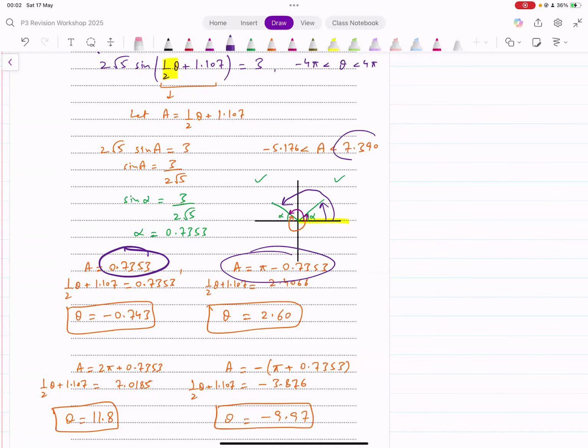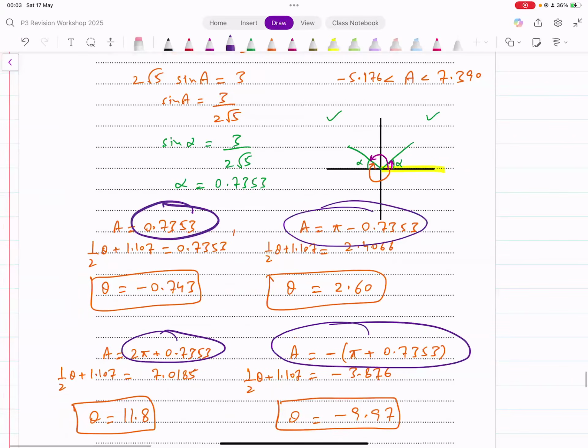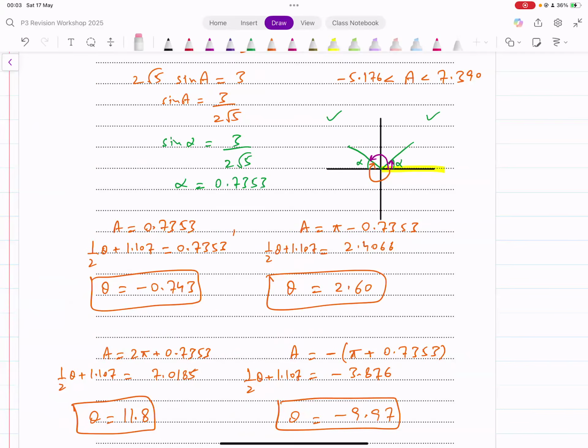But then the interval is going beyond 2 pi. So if we complete one full circle, we can come back here again. That's this angle, another possible value of a. And then the interval is going in the negative direction as well. So we can go like this as well. And that gives you another possible angle. That is this one. Right? So you're getting 4 possible values of a. Then you put that substitution back and you get the corresponding values of theta from that.